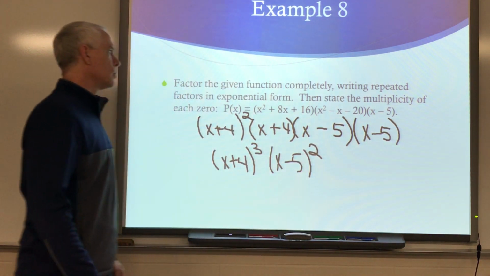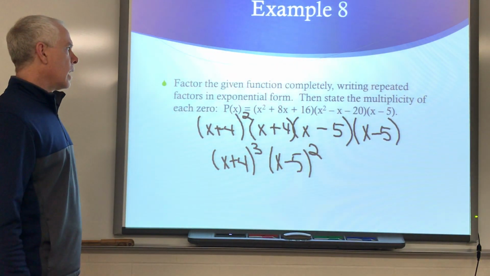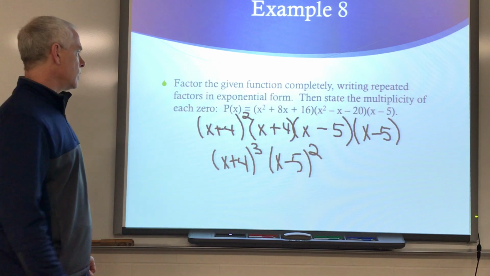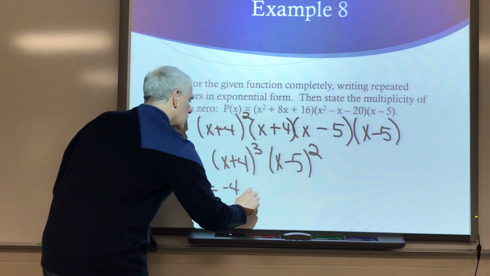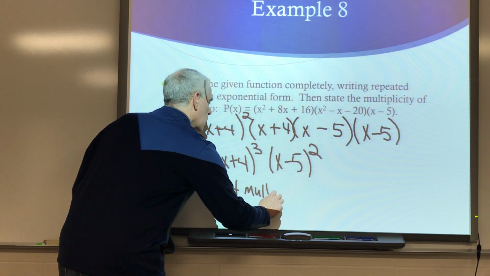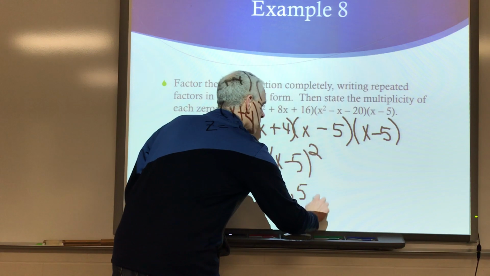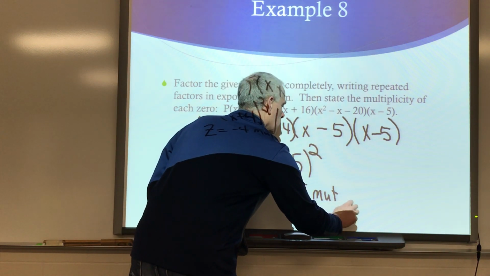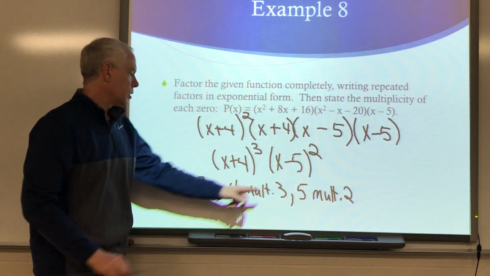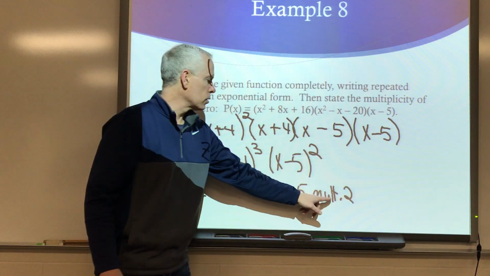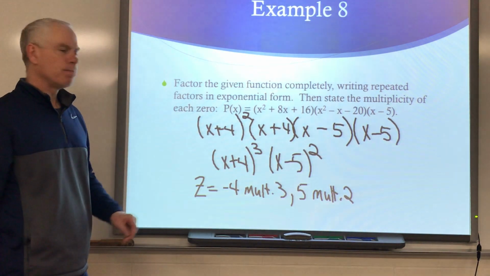That's going to be quantity squared. So that would be factored with factors in exponential form. And then I'm supposed to state the multiplicity of each zero. So the zeros are negative 4, multiplicity 3, and 5, multiplicity 2. Multiplicity 3 here because it's to the 3rd power, multiplicity 2 here because it's to the 2nd power. That's what they're asking you to do.